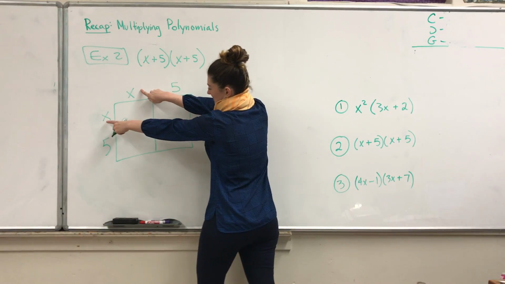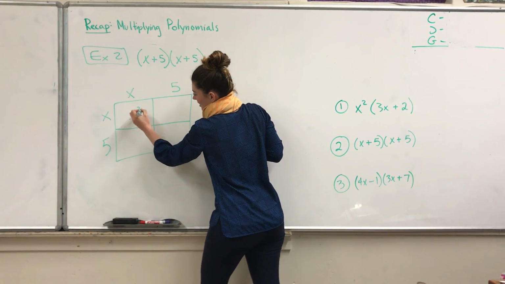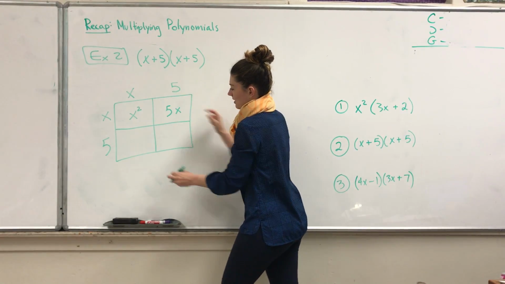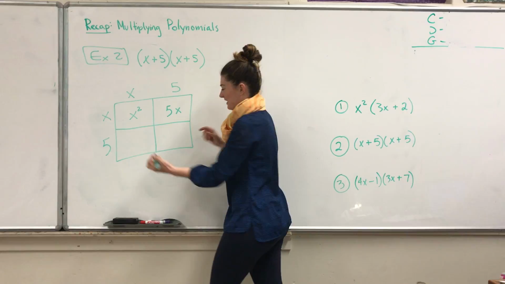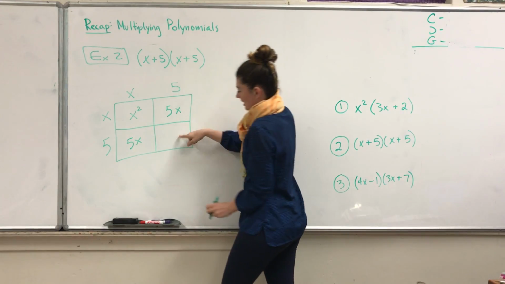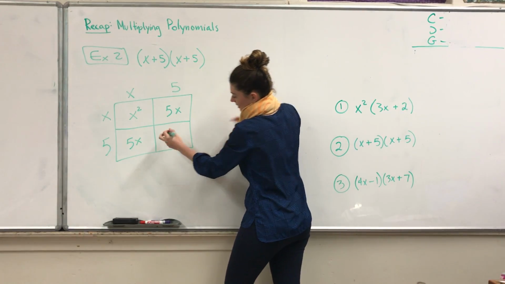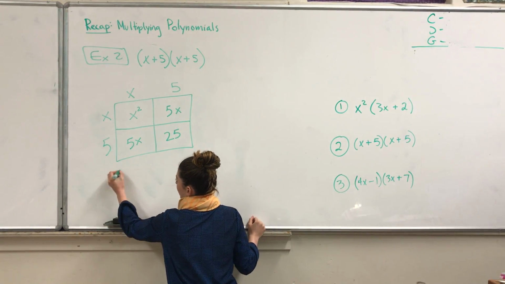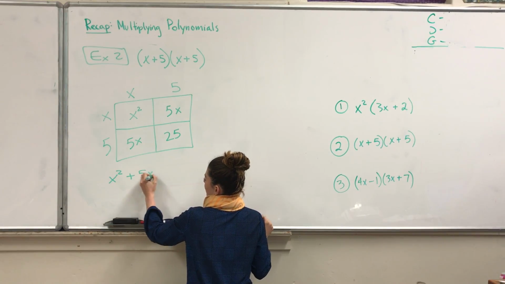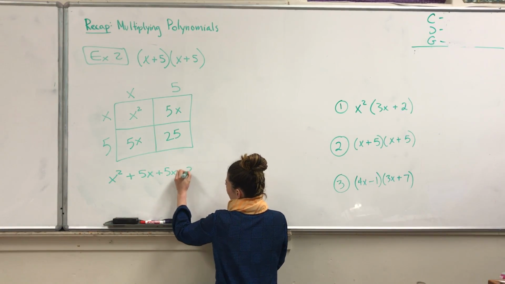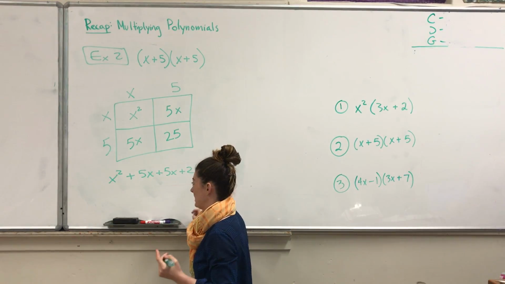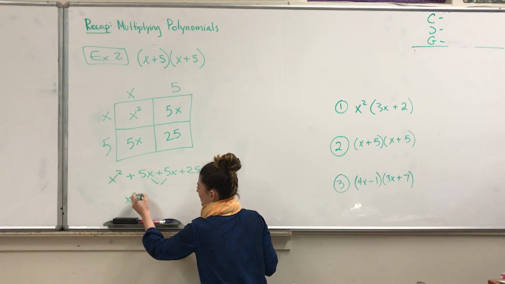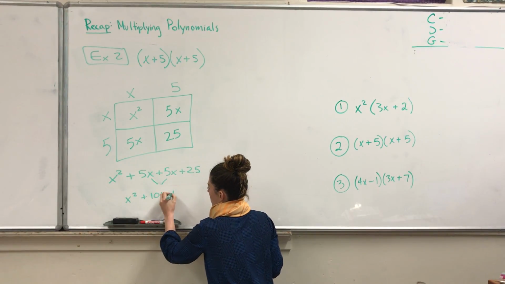Let's go through it. X times x is x squared. 5 times x is 5x. X times 5 is the same as 5 times x, it's 5x. And here we have 5 times 5, 25. Let's add up all the terms in the boxes. X squared plus 5x plus 5x plus 25. Now here I do have some like terms I can combine, these two guys. So let's do that. X squared plus 10x plus 25.